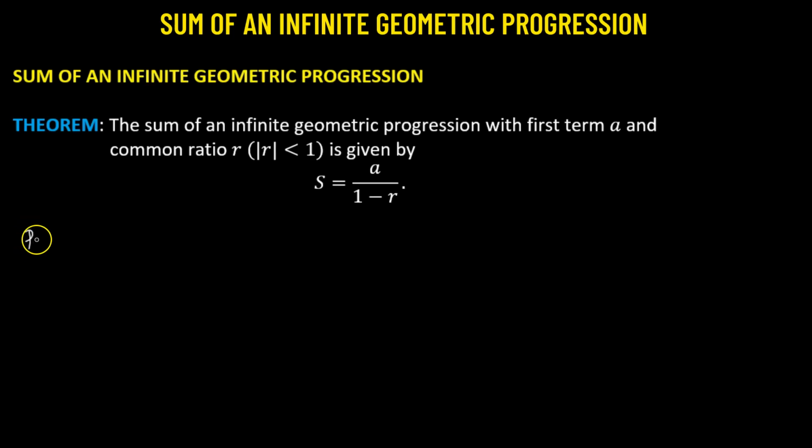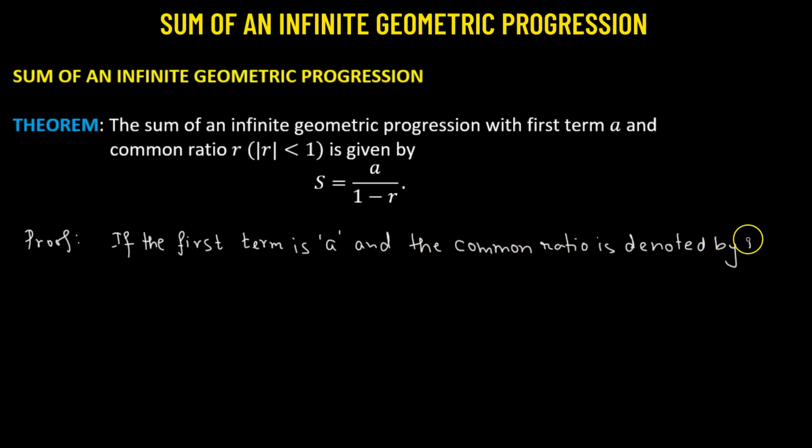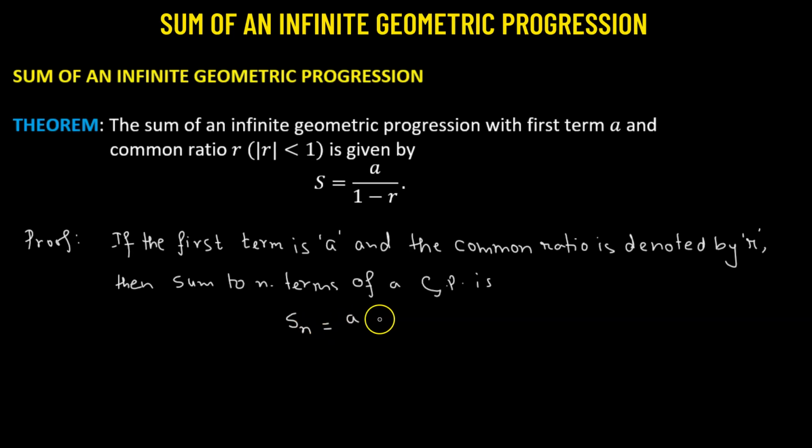So let's try to understand this theorem. We know that if the first term is a and the common ratio is denoted by r, then the sum to n terms of a geometric progression is given by the formula S_n equals a multiplied by 1 minus r raised to the power of n, divided by 1 minus r. This theorem holds true whenever the absolute value of r is less than 1.